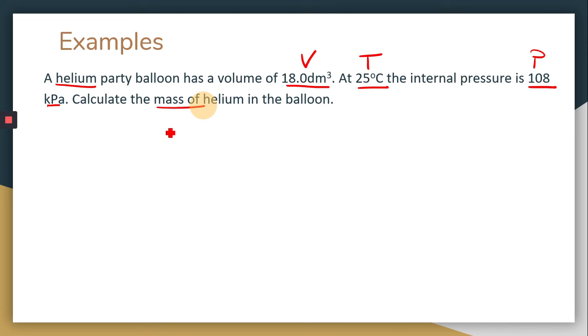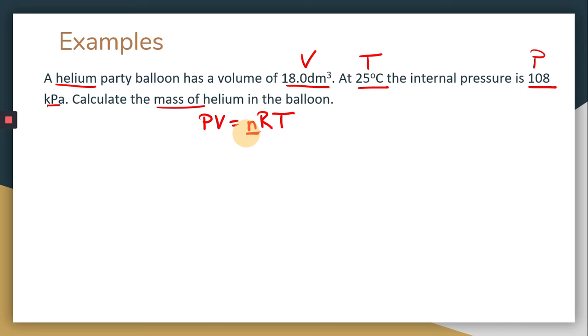So we don't have a formula that gives us mass, but we do have a formula that will give us moles. And then we can convert to mass. So if we use the ideal gas law, PV equals nRT, we can solve for moles and then convert from moles to grams. We just have to make sure everything is in the correct unit.